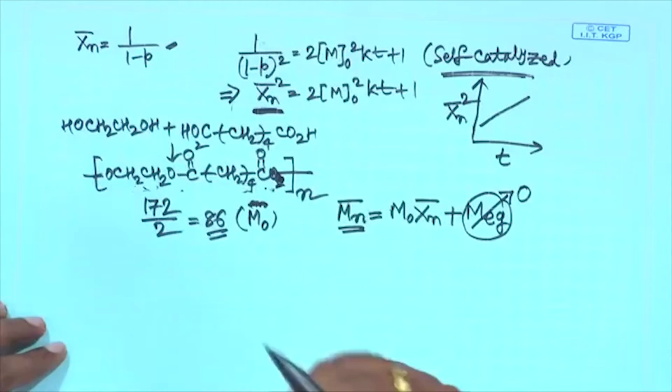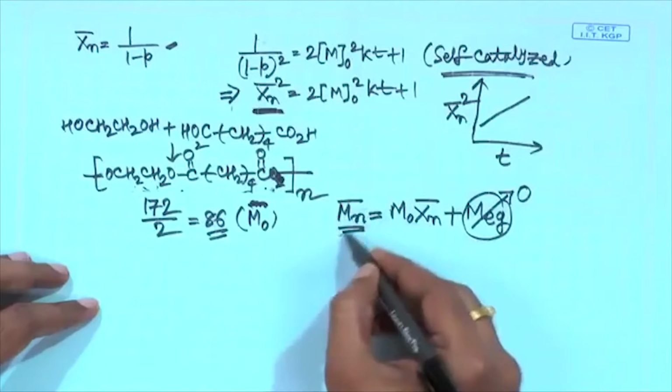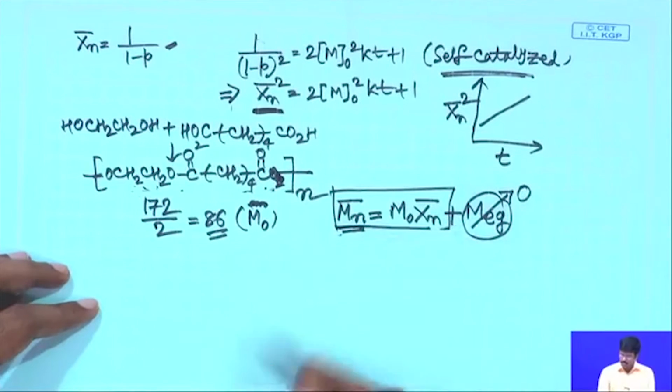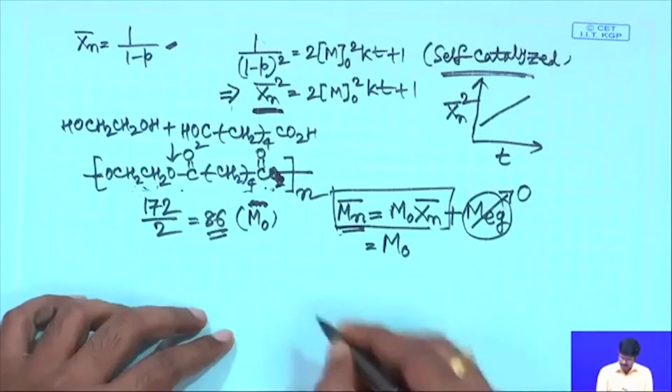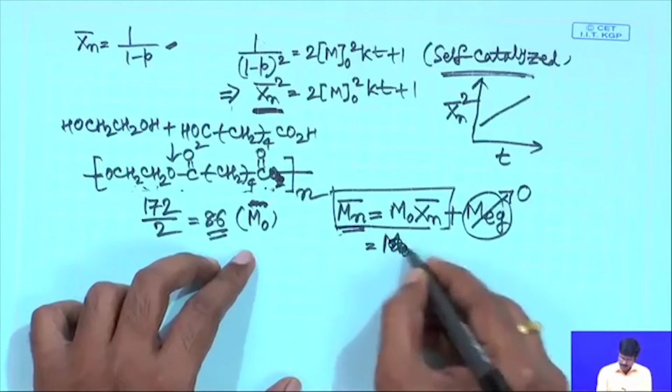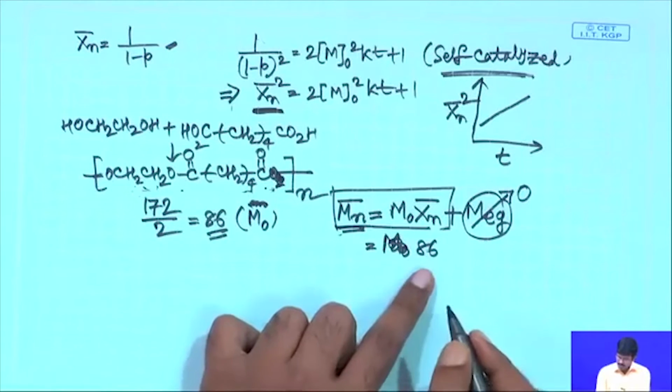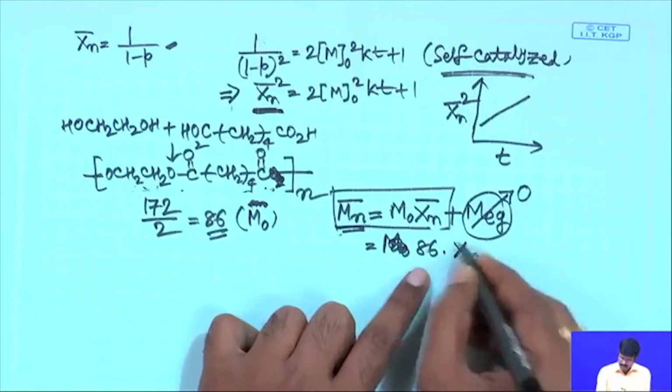Suppose you have 1000 units together in a polyester and you have an alcohol on one side. How much is that? It is oxygen 16 and hydrogen 1, 17 only. So, you can actually neglect it, or you may have maybe 20,000 units. So, that part you can neglect. So, for all practical purposes, Mn equals m 0 into xn. In this case your Mn equals m 0, which is 86, into xn.